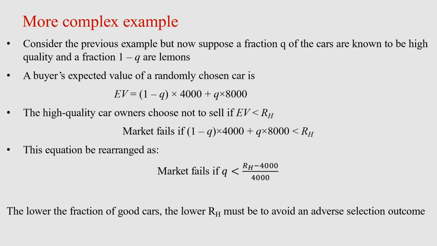So we rearrange this equation, and it turns out that the market fails if Q, the probability of being a high quality car on the market, is less than the reservation price minus 4,000, divided by 4,000. The lower the fraction of good cars, the lower the reservation value must be to avoid an adverse selection outcome.